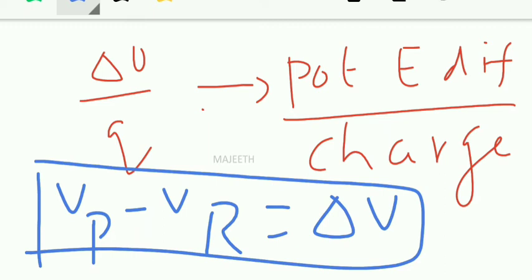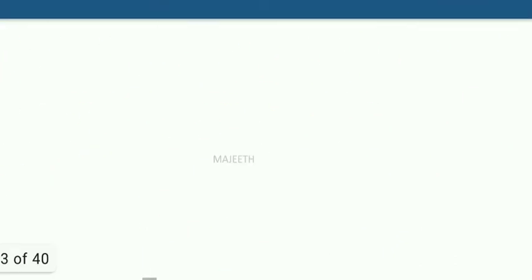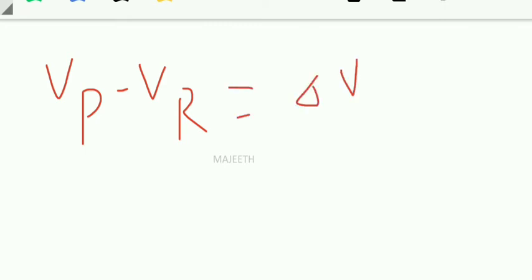The electric potential difference is nothing but, as I told in the first slide itself, the work done to move an object from one point to another point. Here, it is the work done by an external force to bring the charge from point R to point P. That is your potential difference. So here we know that the potential difference is given by Vp minus Vr, the potential at point P minus the potential at point R, that is equal to del V.